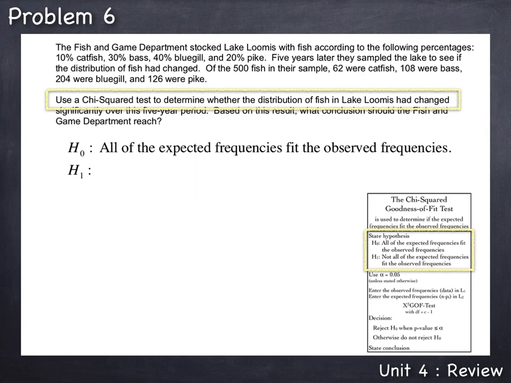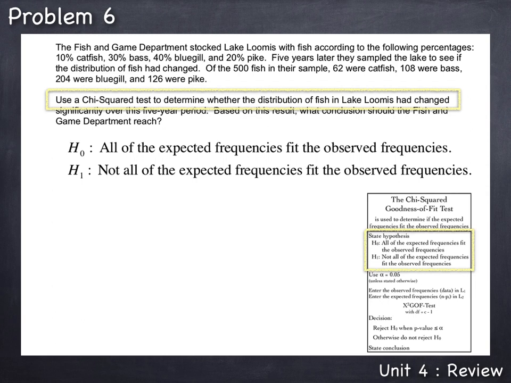H0, the null hypothesis, always includes the condition of equality, and fitting basically means they're essentially equal to one another. So in the chi-square goodness of fit test, H0 is always that all of the expected frequencies fit the observed frequencies. And H1, the alternative, is the opposite: not all the expected frequencies fit the observed frequencies.